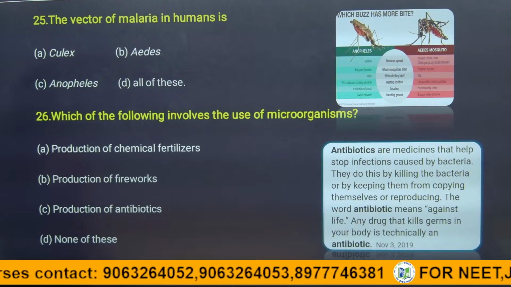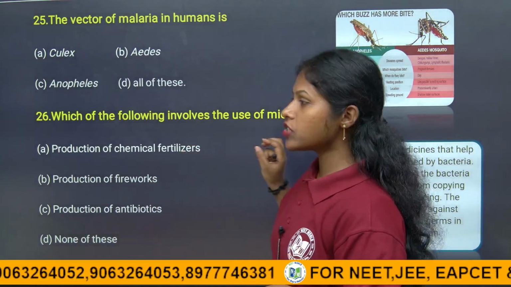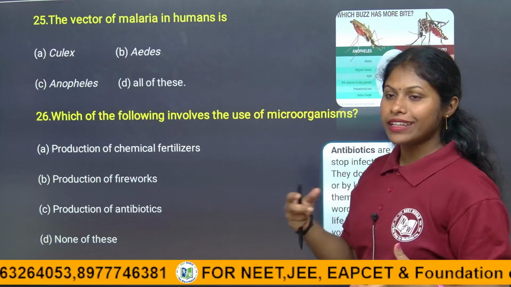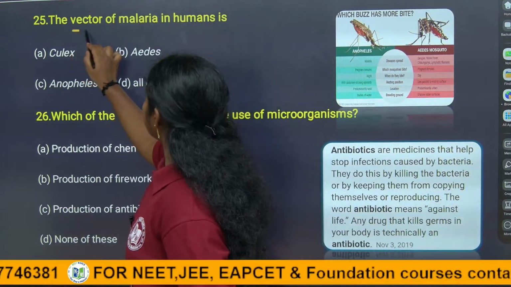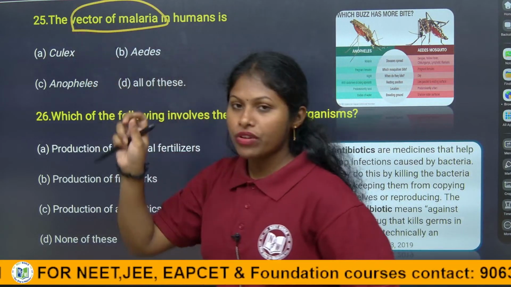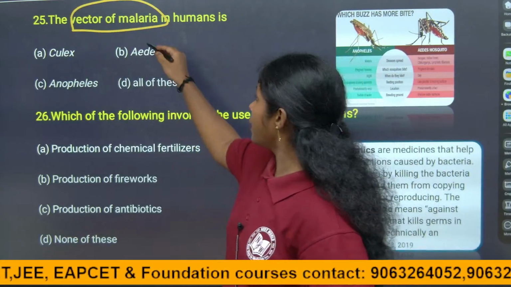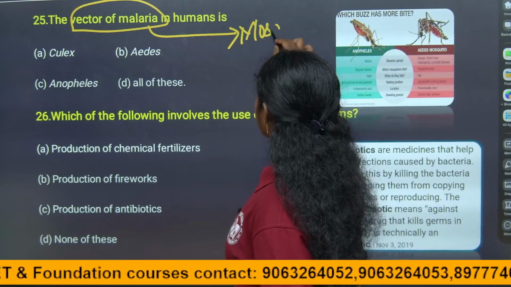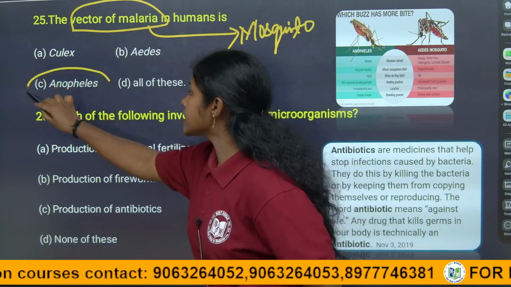They are asking the vector of malaria in humans. What does vector mean, children? It is a vehicle to transmit the disease. So they are asking which organism transmits malaria. It is absolutely the mosquito, children. If they are asking specifically which mosquito, the answer is the Anopheles mosquito.